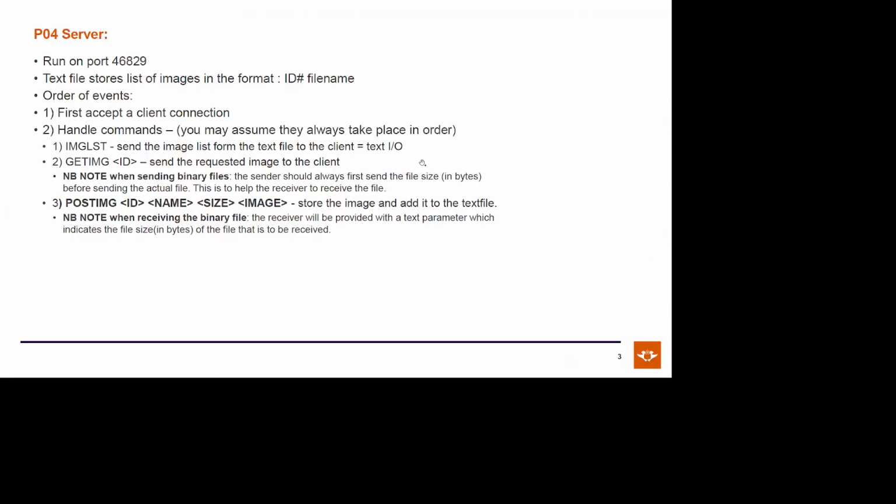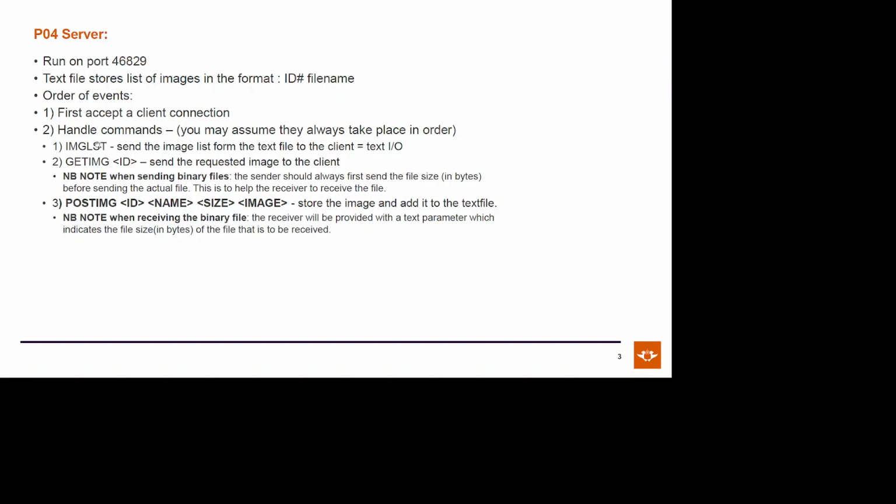For Practical 4, you'll have your server. So let's start on the server side. It'll run on port 46829, and it has a text file that stores the list of the images in the format of the ID followed by the file name. And here's the order of events. Firstly, your server will accept a client connection. Then secondly, it'll handle commands. That's the main two things that it's going to be doing. So handling commands for a specific client. Now, you may assume they always take place in this particular order.